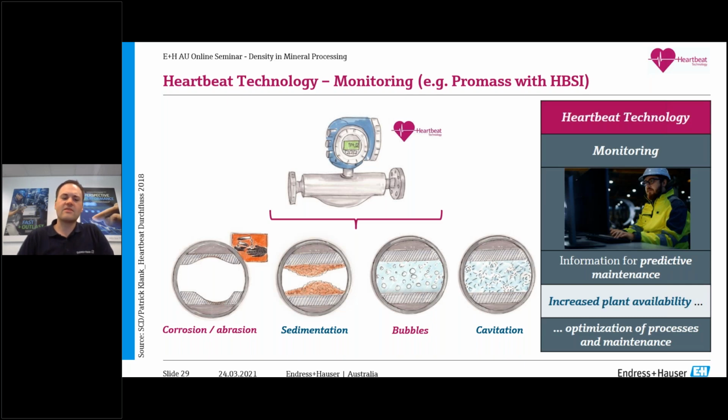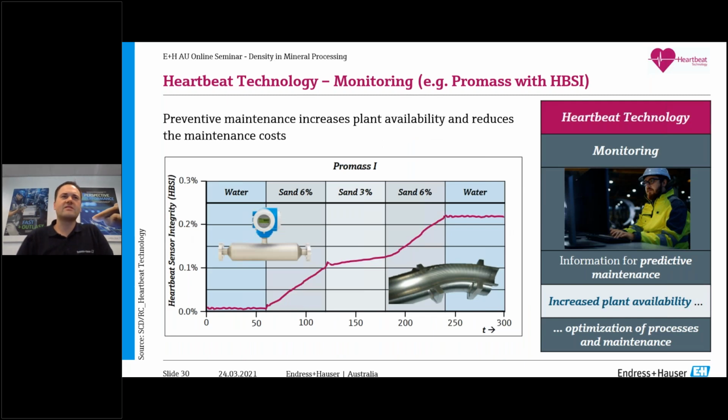So there's a secondary variable called HBSI here, and using the Coriolis meter, in this case the ProMass I300, that straight tube one, we've done a lot of tests around this, the relationship between HBSI and the abrasion of the tube inside. So here is a graph of the HBSI over a period of time, hours, and we've got different materials. So you can see there with just water, that heartbeat sensor integrity index was stable.